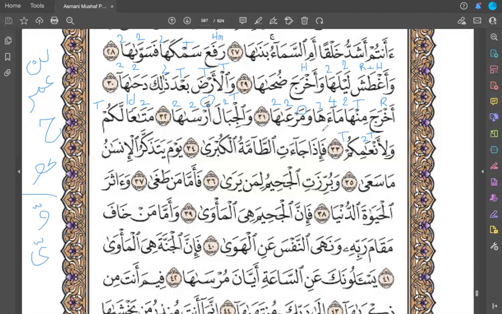For fa, give hams. Whenever you look at fa, give hams, and hams is a flow of breath. So the sound should be starting with the flow of breath. This sound should be there before fatha. And then fatha comes, fa. Fa. E, for kasra give e sound, 2 counts long.